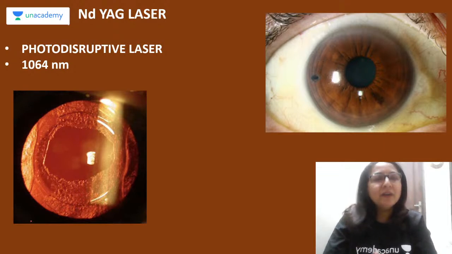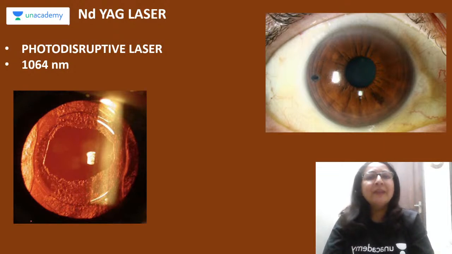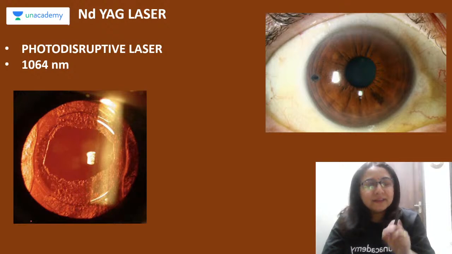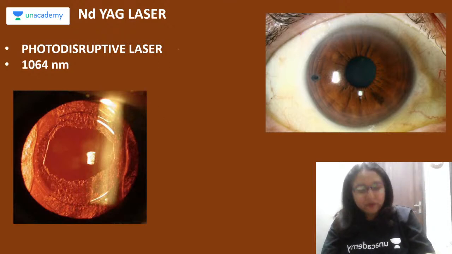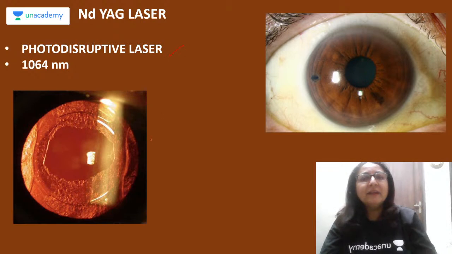Different lasers have different mechanisms of action which make them useful in treating different conditions which we come across in ophthalmology. Photo-disruptive means that at the place this laser will be targeted, it will cause disruption of tissue in that particular area. The wavelength of this laser is 1064 nanometer, almost near infrared.